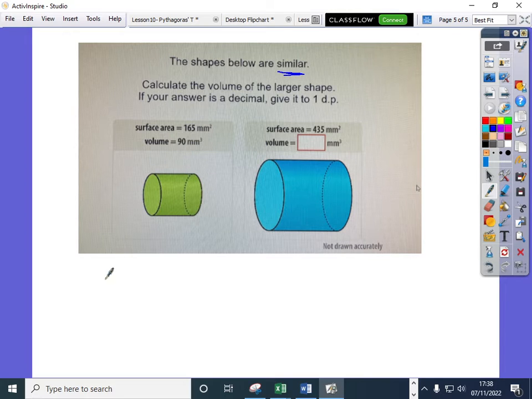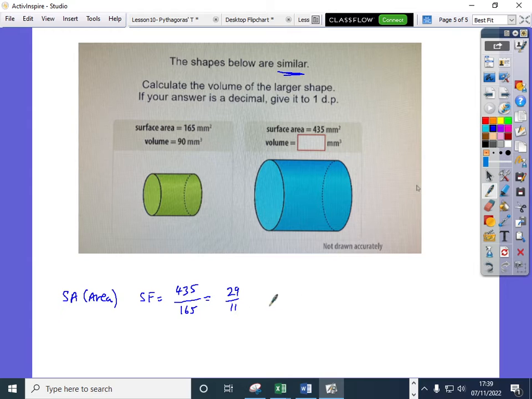Okay, so first of all, the surface area, so it's area, and the scale factor is going to be this number here, the 435 millimeters squared divided by 165. So if we get this scale factor, 435 divided by 165, you get 29 over 11. Not a nice number, but that's our scale factor for the area.